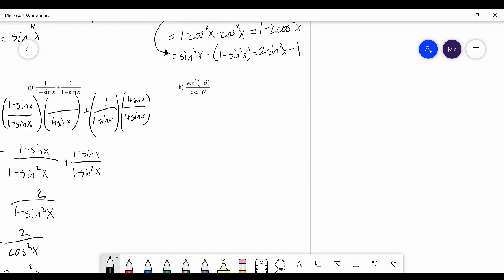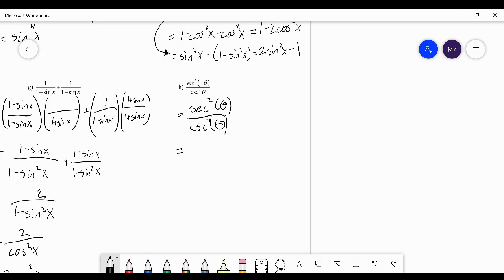Secant squared of negative theta divided by cosecant squared of theta. This, if we think back to our odd and even function symmetry, this can be really easy. Secant squared of negative theta is just secant squared of theta, because secant and cosine are even symmetric functions. Secant squared of theta over cosecant squared of theta. That's easy enough.